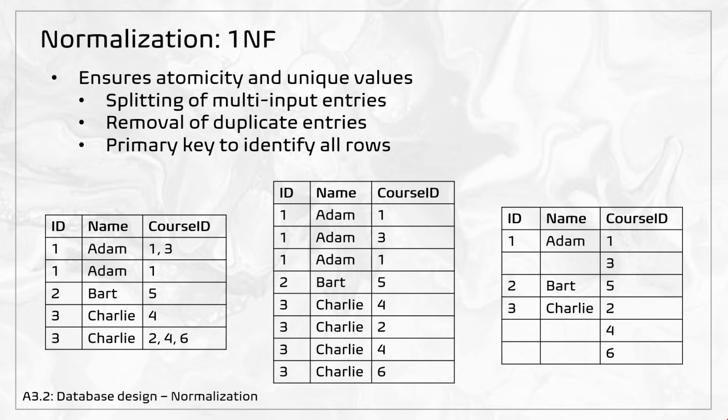The first normalized form, or 1NF, enforces the concept of atomicity, meaning that every entry is unique, there is only one value in a column per row, and that each row is identified by a unique primary key. In this example table over here, there's 2 problems. There's multiple entries for course ID right here, and there's also duplicate entries right here and right here. To solve this, we can split the table like this, where each course ID gets its own row, and then we can clean up the duplicates like this.